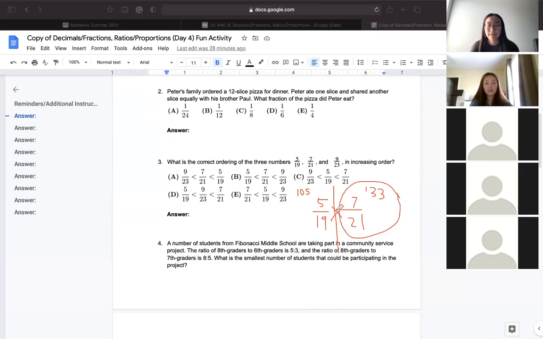And so just make sure you write it on the right side. And so then you can see that 7 over 21 is bigger than 5 over 19. And so we can also do the same thing for 9 over 23. Let's just compare that to 7 over 21. Oops, what am I writing?